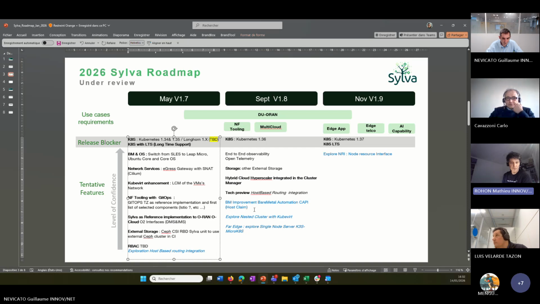And now if we switch to 1.8, if we don't see any other topic for 1.7, we can discuss briefly about 1.8. What I'd like to improve in 1.8 is the observability stack, with a potential switch to OpenTelemetry. So hopefully some work will be done about it in Sylva. We can also, of course, keep considering adding the support of additional external storage solutions.